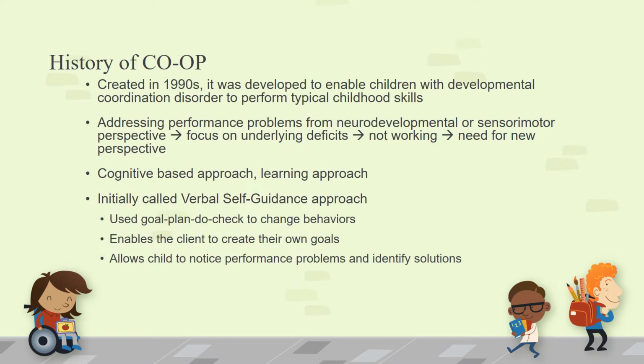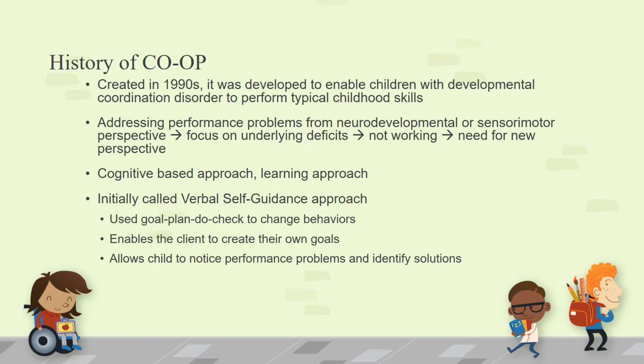History of CO-OP. It was created in the 1990s, and it was developed to help children who had developmental coordination disorder, which affects motor performance, to perform childhood skills that they were having issues with. So they were looking initially at the underlying deficits and problems that were causing these children to have issues with skills, and they were looking at it from neurodevelopmental and sensory motor perspectives, and this wasn't working, so they needed to find a new perspective, and they decided to use a cognitive-based approach and a learning-based approach, and this was initially called the verbal self-guidance approach.